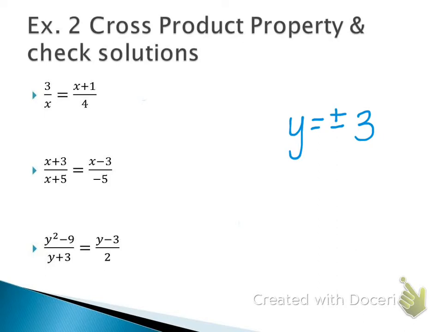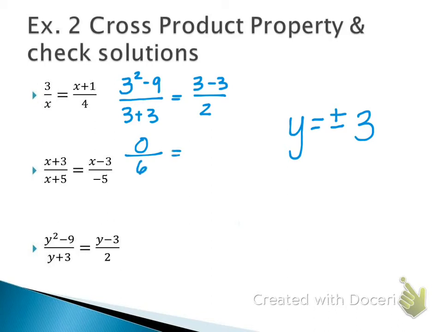I'm going to look at my original problem, and I have y squared, so I'm going to plug in 3 squared minus 9 over 3 plus 3, and it equals 3 minus 3 over 2. All right, let's check it out. 3 squared is 9. 9 minus 9 is 0. Over 3 plus 3 is 6. 3 minus 3 is 0 over 2. Any fraction with a numerator of 0 equals 0. So 0 equals 0. So is y equals positive 3 a solution? Yes, it is.